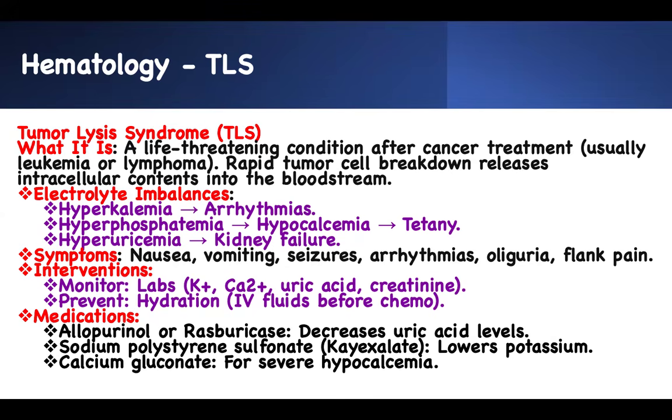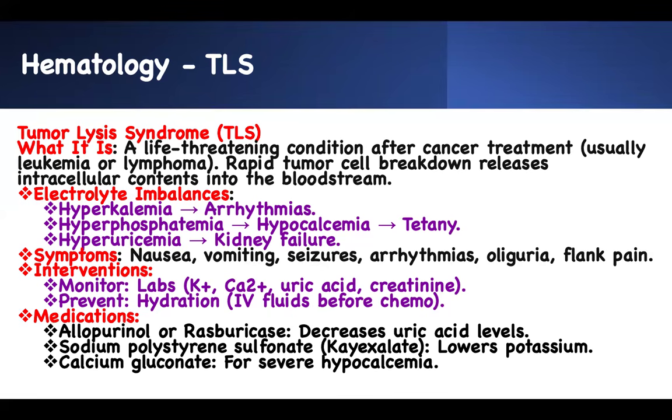Tumor lysis syndrome. If you have a cancer, we give you chemotherapy. We're going to break the cells. There's certain electrolytes in your cells, and there's certain electrolytes outside your cells. So when we give you chemotherapy, there's a rapid breakdown and release of intracellular content, right? You have more potassium inside the cell. You have more phosphorus inside your cell. You have more uric acid inside your cell because of your DNA. When I give you chemotherapy and I destroy your cells, you have release of all these things.